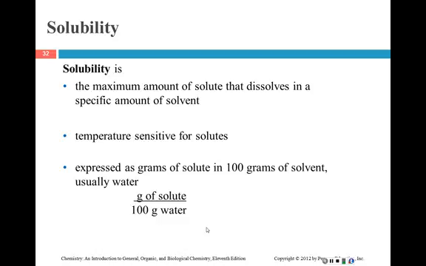And that's because table salt has a higher solubility in water than sugar does. And if you recall from the last section, the reason is because table salt is what? It's an ionic compound, so ionic compounds are going to dissolve much better typically in water than molecular compounds such as sugar.